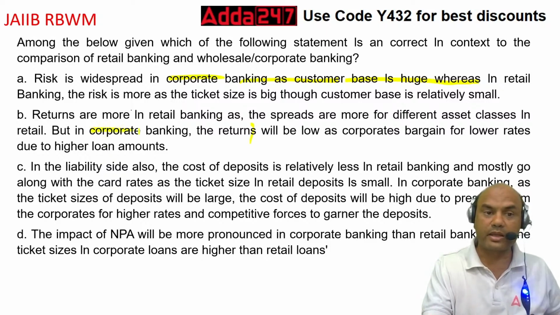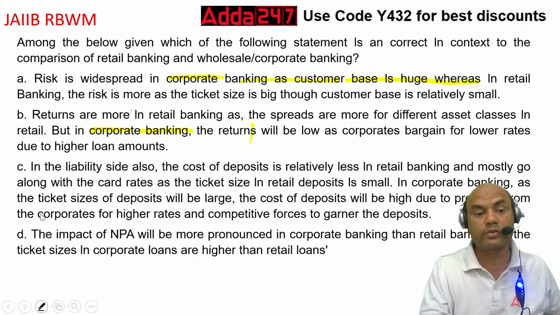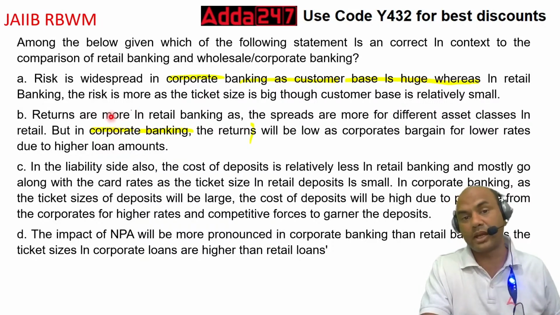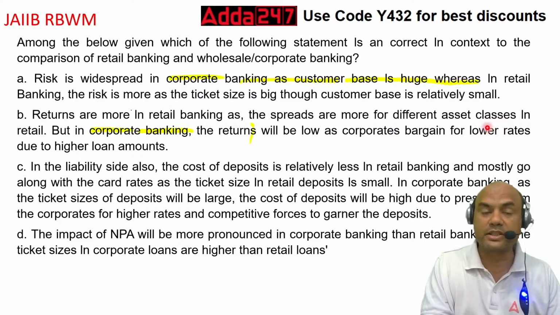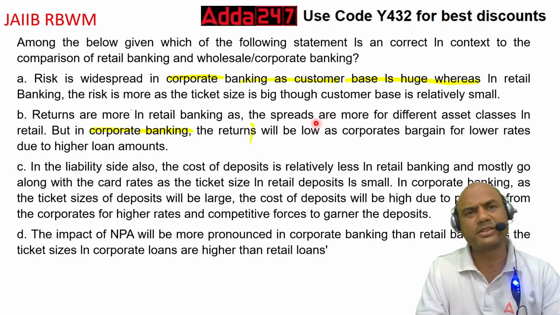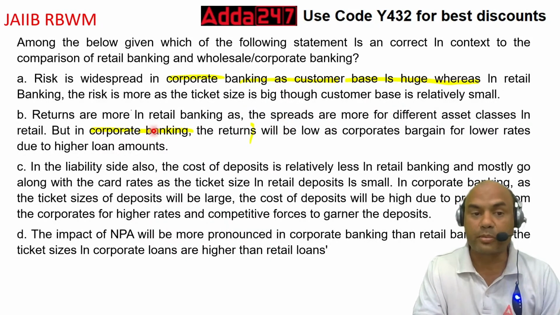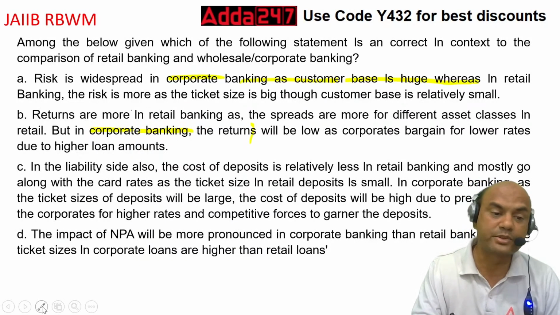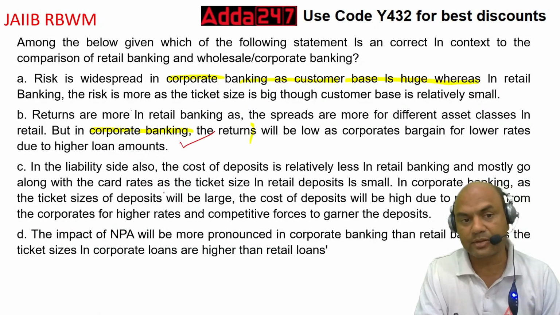In corporate banking, these corporate customers have a whole lot of knowledge about the market. They have the same knowledge as you and me. So they will always bargain for lower rates. They also know RBI has reduced the repo rate. A retail customer doesn't care that much about repo going up or down. But a corporate customer, a lot. So this B seems to be true. B is true. But let's see C and D also. It can happen in C also.